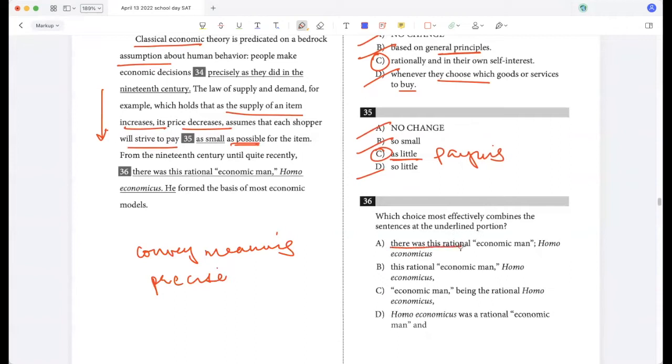So there was this rational economic man. This is using too many words, so I don't like A. B is a good option. From the 19th century until quite recently, this rational economic man, the one that we have spoken about here, Homo economicus, formed the basis of most economic models. So this conveys the meaning and is precise. Economic man being the rational Homo economicus, this does not convey the idea clearly, right? So it's not C. And Homo economicus was a rational. So I want to talk about defining Homo economicus, which D doesn't do, right? So B.